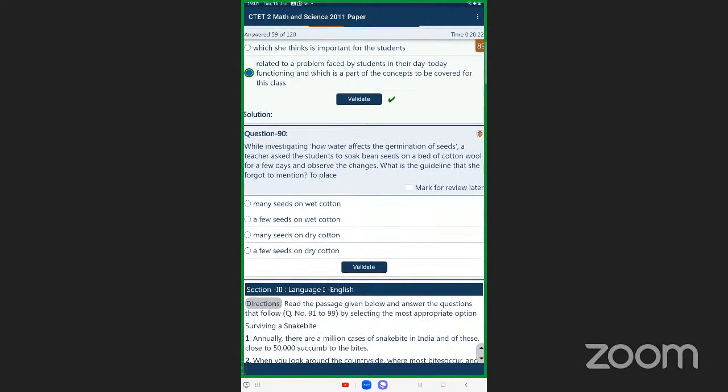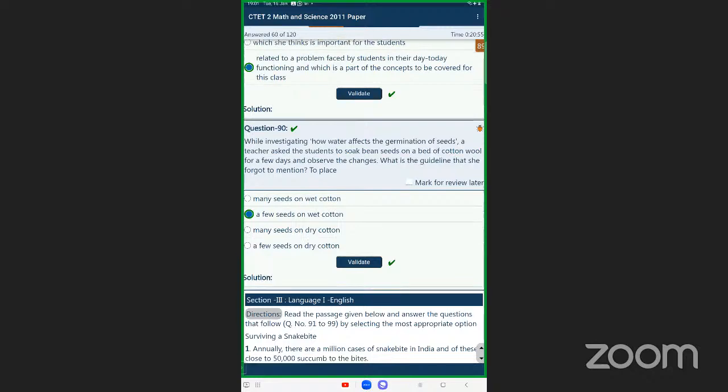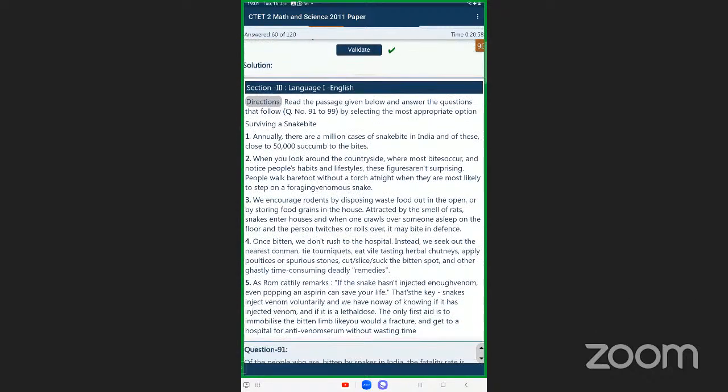Now question number 90, student. Let us see the question, student. While investigating how water affects the germination of seeds, a teacher asked the students to soak bean seeds on a bed of cotton wool for a few days and observe the change. What is the guideline that she forgot to mention to the students? So the correct option is option A, student. Place a few seeds on wet cotton. This is the correct one. Next one, language learning, student.